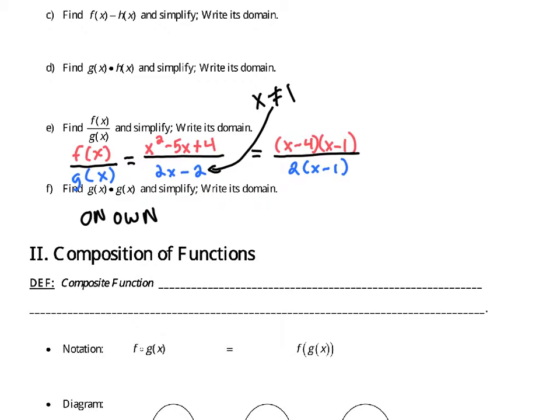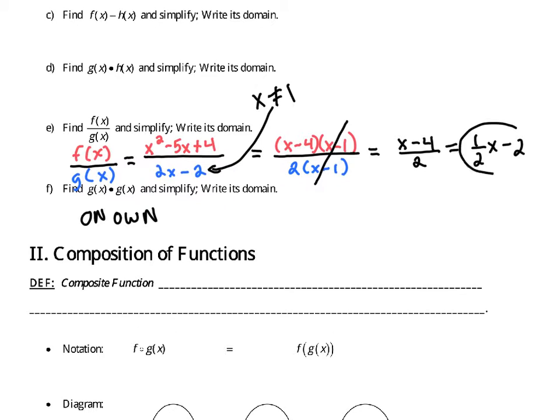When I do that, I now see a common factor in the numerator and denominator that we can then cancel out. So the simplified quotient would be x minus 4 over 2, and if we divide both of those values by 2, we will get something that looks more familiar, 1/2 x minus 2.